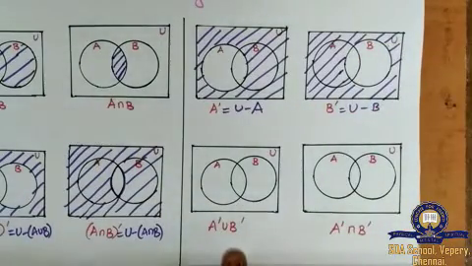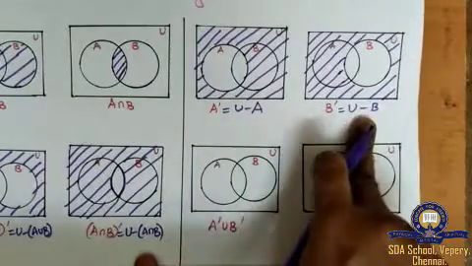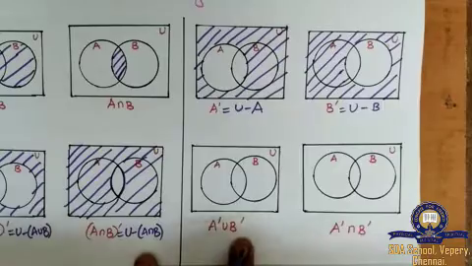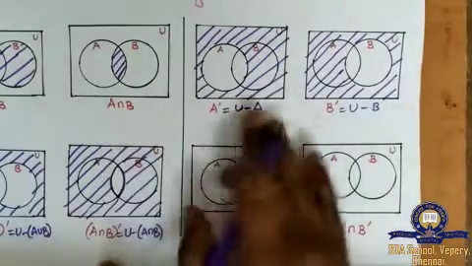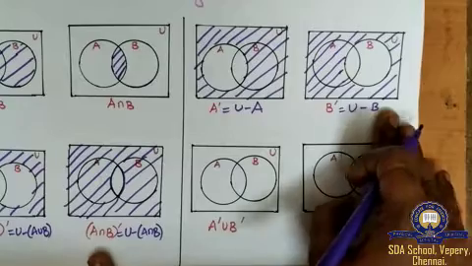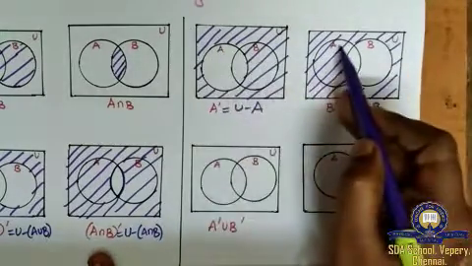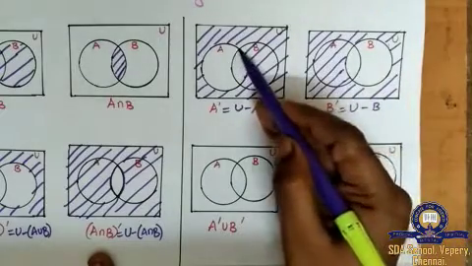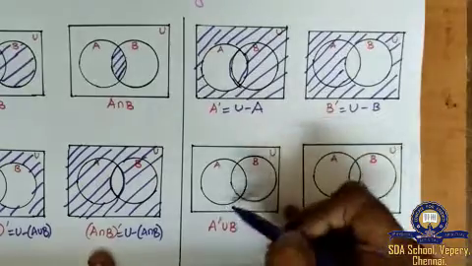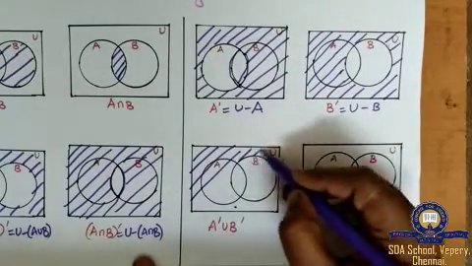Then A dash union B dash means we have A dash and we have B dash here. We have found out both. A dash union B dash means we have to combine both A dash and B dash. So which part do we need to leave out? Yes, we have to shade this full part, and here also we have to shade this part. Only this intersection part we have to leave, and then we have to shade the other part.